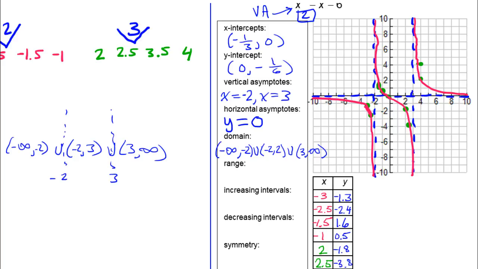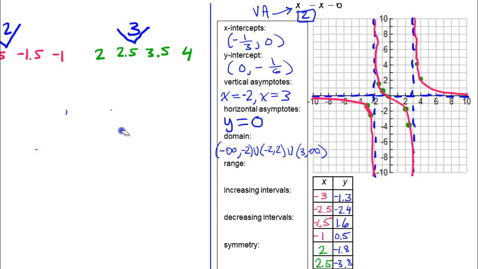Now the range is not so simple. You can't base the range just on the horizontal asymptote, for example. You really have to look at the picture. So the range represents the y values of a graph. How low does it go? How high does it go? Is anything skipped? Well, if you just look at this middle portion of the graph, look at its y values, you'll be able to answer the question.